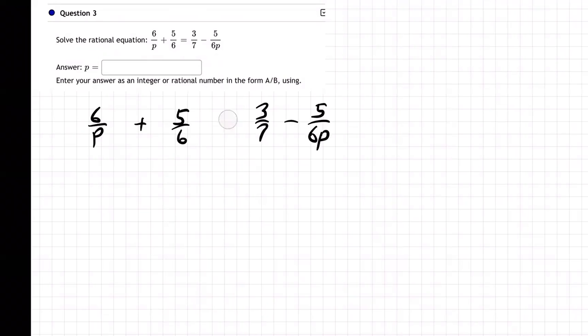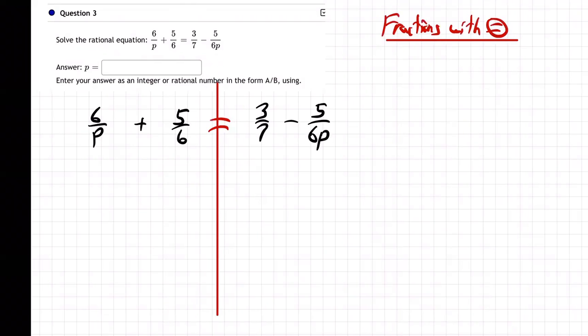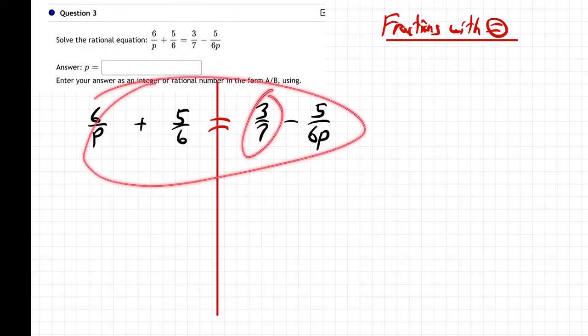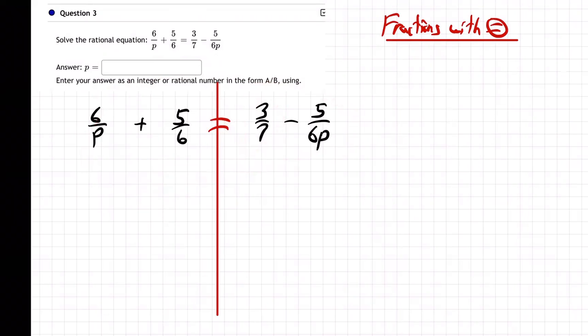Okay, so the question is, how do we handle? In fact, let me make this equal sign a little bigger and bolder. There we go. That's our wall of separation there. So how do we handle fractions with an equal sign? That's really the deal. That's what should catch your eyes. You look at this problem, you say, oh, fractions and an equal sign. So what do we do with fractions and equal signs?